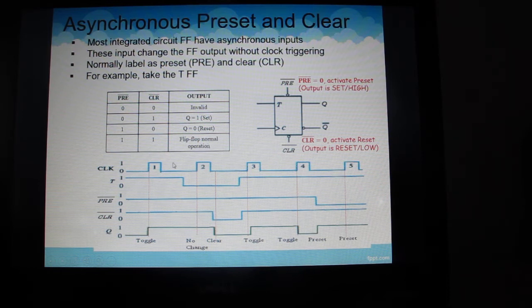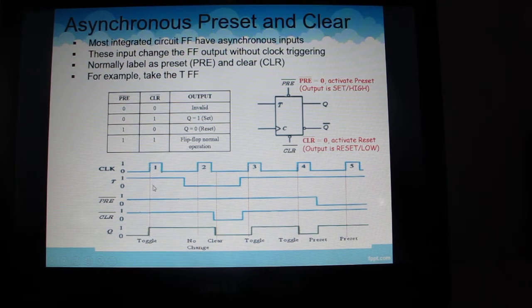This is an example. You can see this one, T, so this one will toggle. It will toggle here.